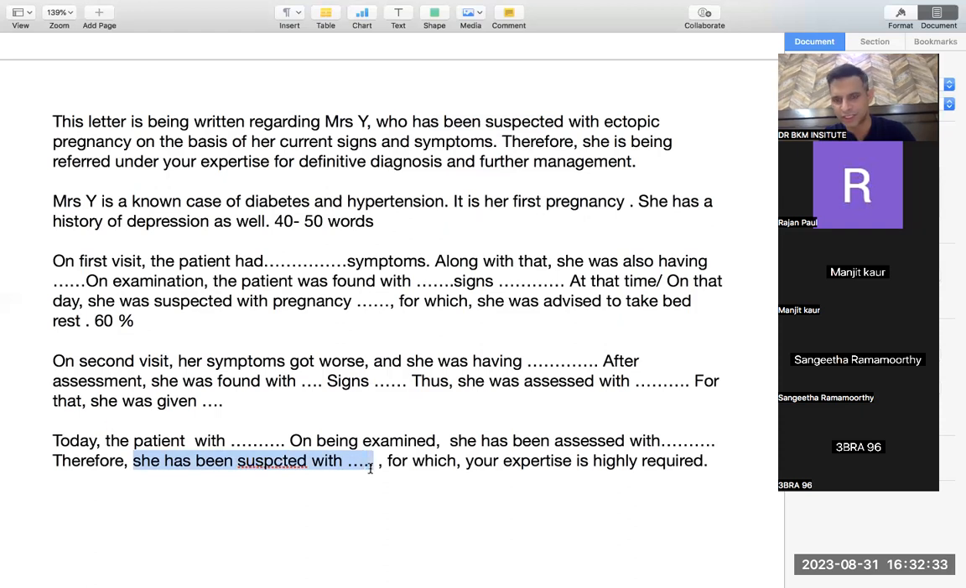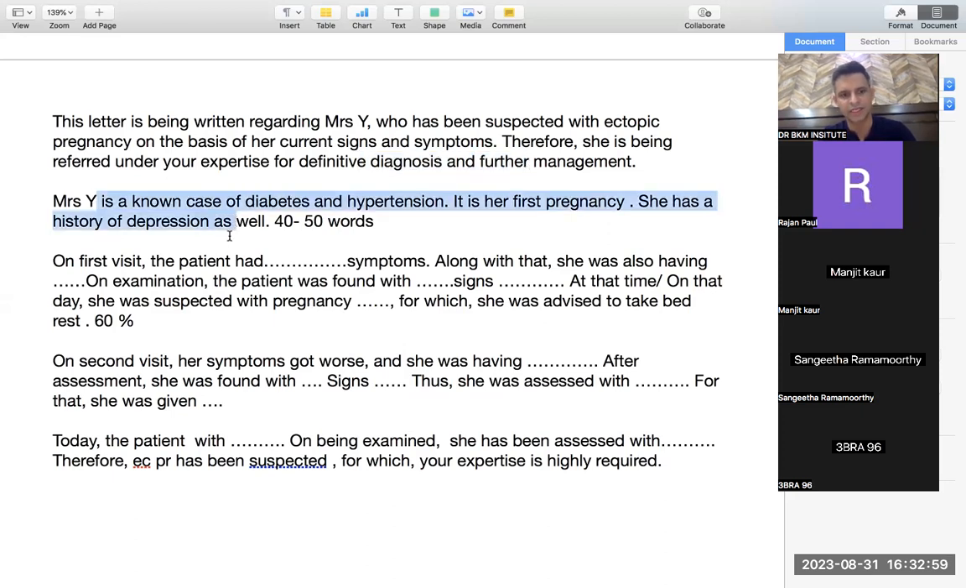If you want to change this sentence, you can make it "therefore ectopic". You will just write the disease first. Therefore, ectopic pregnancy has been suspected. So just shuffling a little of the sentence. Therefore, ectopic pregnancy has been suspected, for which your expertise is required. So changing of words, that's it.